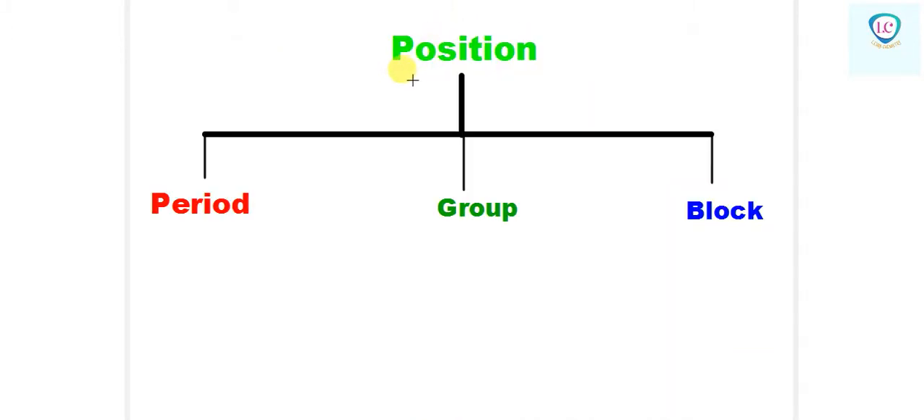First thing that you must keep in mind is what things are involved if we want to know the position of an element. If you want to determine the position of an element in the periodic table, you must know about its period, in which period that element is present, in which group that element belongs, and which block contains that element. So let's see how we can determine the three things, that is period, group and block of an element.